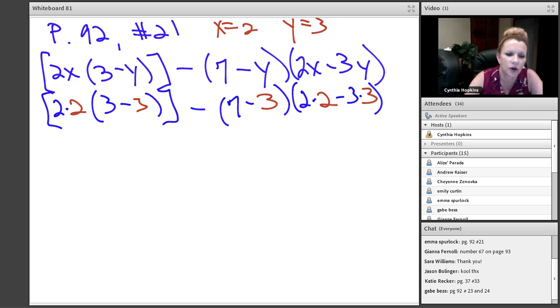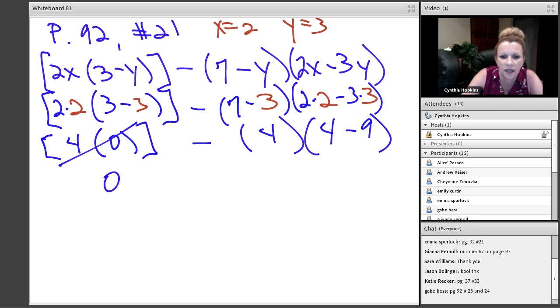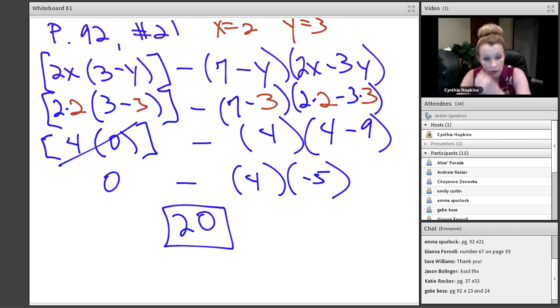Okay, so here in the brackets, I have 4 times 0. So this is just 0. Okay, then I have my minus sign. This is 4. 7 minus 3 is 4. And then here I have 4 minus 9. And so I have a minus sign. This 4 here. This is negative 5. So really I have negative 4 times negative 5 is positive 20. And that's my final answer. Okay. That was number 21 on page 92.